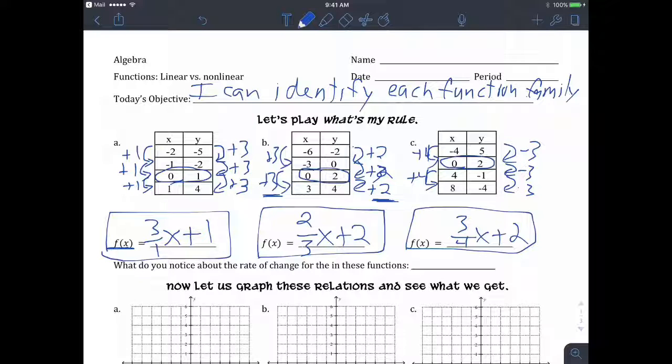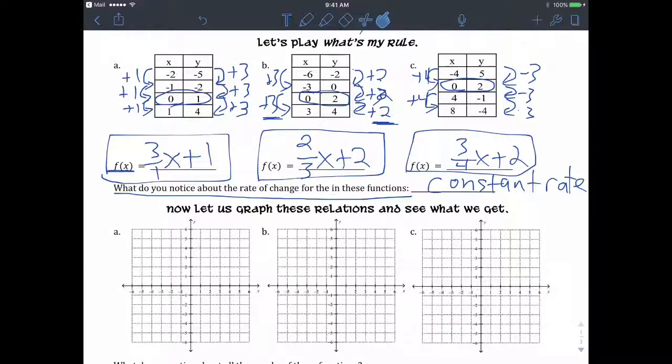Now, it says right here, what do you notice about the rate of change for these functions? Well, in all these rates of change, you can see that we're going up or down by the same number each time. So in B, we're going up by 2, up by 3. In C, we're going down by 3, up by 4. So what we're going to say is that this is a constant rate of change. So let's go ahead and write that down. Constant rate. Okay, it's a constant rate of change because each time we keep going up or down by the same number.